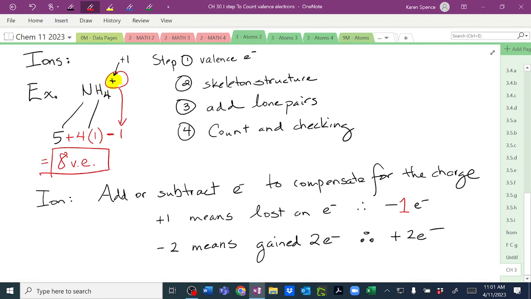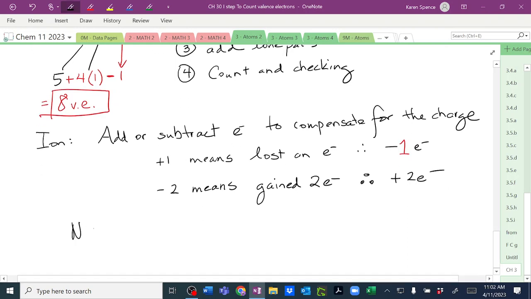Skeleton structure. Who goes in the middle? Tell your partner, who goes in the middle? Is it the N or is it one of the H's? The N. Why the N? N is a singleton. N comes first.